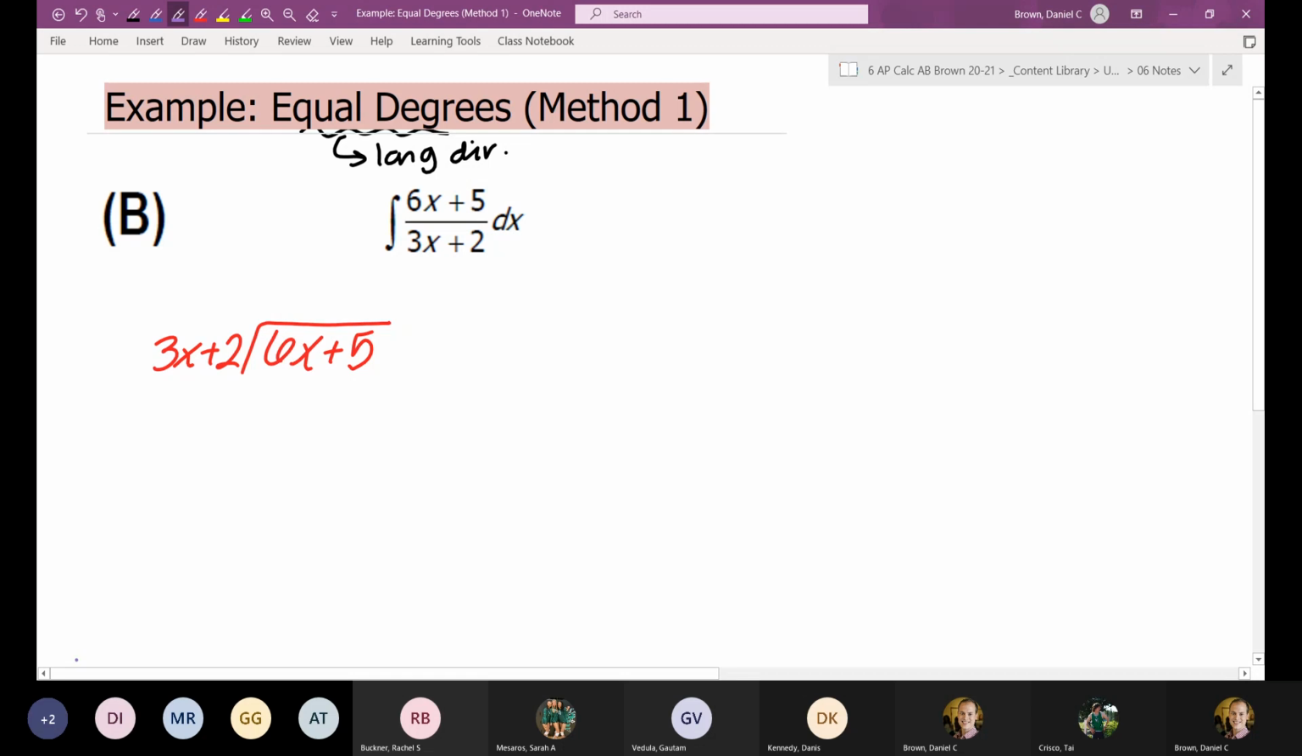So doing long division, 3x times what is 6x? Just a 2. Multiply going around, 2 times 3x, 2 times 2. Subtract, and that just gives you 1. 3x can't go into 1, so definitely a lot shorter long division than the previous one. How is that long division useful? It lets us rewrite the problem. So 6x plus 5 divided by 3x plus 2 is equal to 2 and a remainder. The remainder was 1, and it was unable to be divided by 3x plus 2.